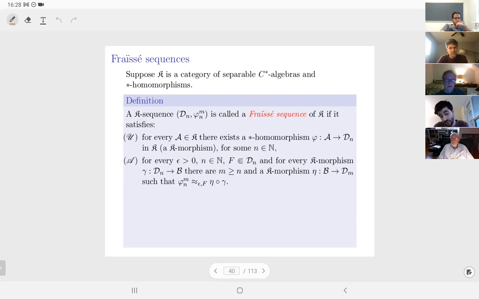So a K sequence means a sequence in the category K, so the D_n's are objects of K, and phi_n,m's are morphisms. This is really the sequence D_1, D_2, with phi_1,2, and so on. You have D_n, D_m, and this is phi_n,m. These are the connecting maps, and they are star homomorphisms. A sequence like this is called a Fraïssé sequence if it has the following two properties.